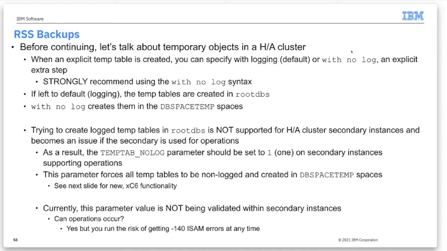Now, there is a new enhancement to this parameter, which you'll see in just a second. But currently, this temp tab no log parameter is not really being validated within the instance. The development is aware of this, and they're making some changes to it. But just be aware that even though your temp space is properly configured, you may end up getting -114 ISAM errors from time to time when you are using RS secondaries for updates.